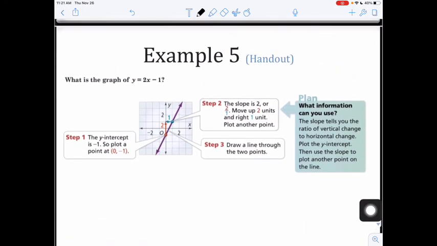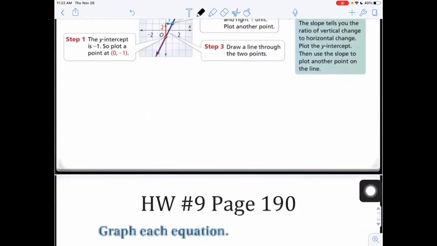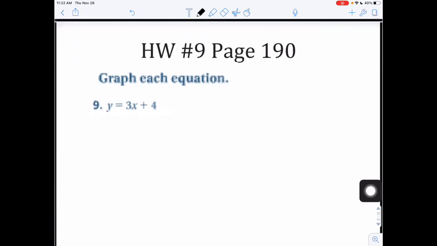So the next slide goes through these steps as well. Plot the intercept, use the slope, draw a line. Then I would like you guys to try number 9 on page 190, graph each equation, y equals 3x plus 4.